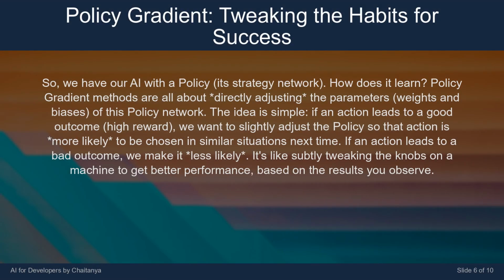So, we have our AI with a policy, its strategy network. How does it learn? Policy gradient methods are all about directly adjusting the parameters, weights and biases, of this policy network. The idea is simple. If an action leads to a good outcome, high reward, we want to slightly adjust the policy so that action is more likely to be chosen in similar situations next time. If an action leads to a bad outcome, we make it less likely. It's like subtly tweaking the knobs on a machine to get better performance based on the results you observe.